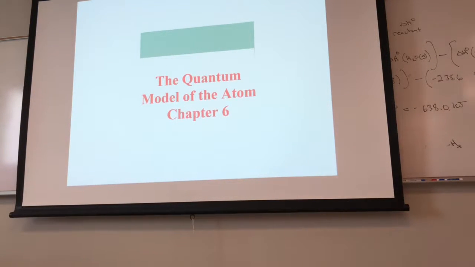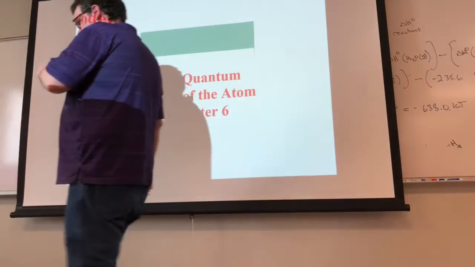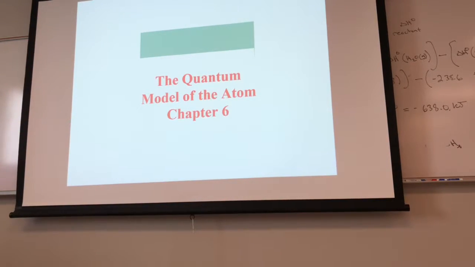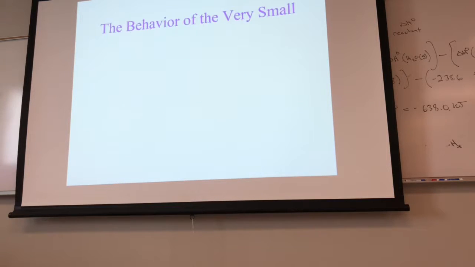All right, so what we're going to be talking about now is what is called the quantum model of an atom. And the goal of this chapter is to answer where are the electrons in an atom. That is really it in a nutshell. Okay? So, one of the things you need to understand is how small an electron is.